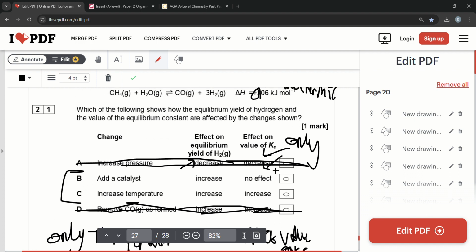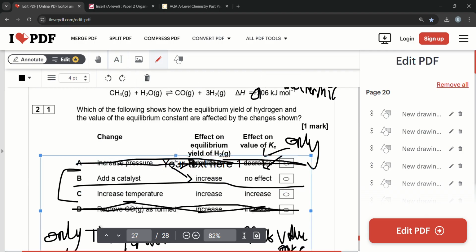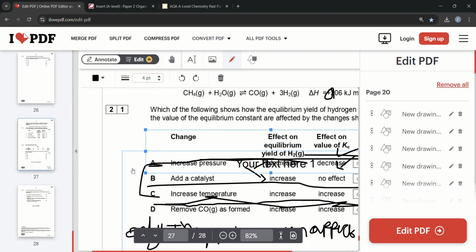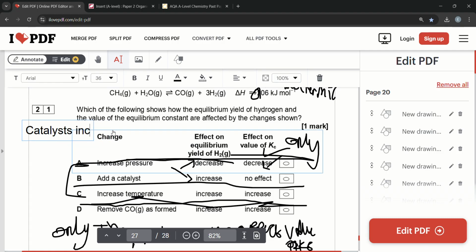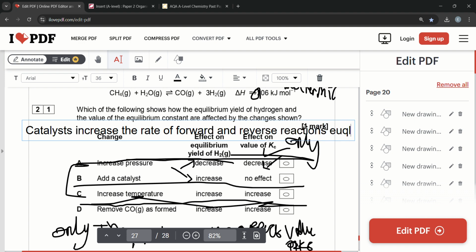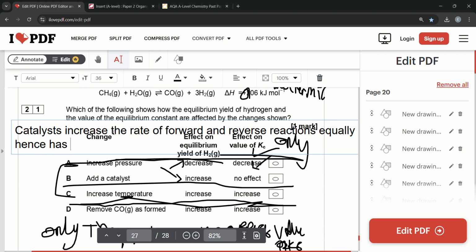Obviously, this one says no effect, which is true. Catalysts have no effect on Kc. Only temperature can affect the value of Kc. However, it says effect on equilibrium yield of hydrogen increases. That's false. Reason being, and it's better to know the reasoning, because then next time a question like this comes, it's a whole lot easier to attack it. Catalysts increase the rate of forward and reverse reactions equally, hence have no effect on equilibrium yield. So the answer must be C.